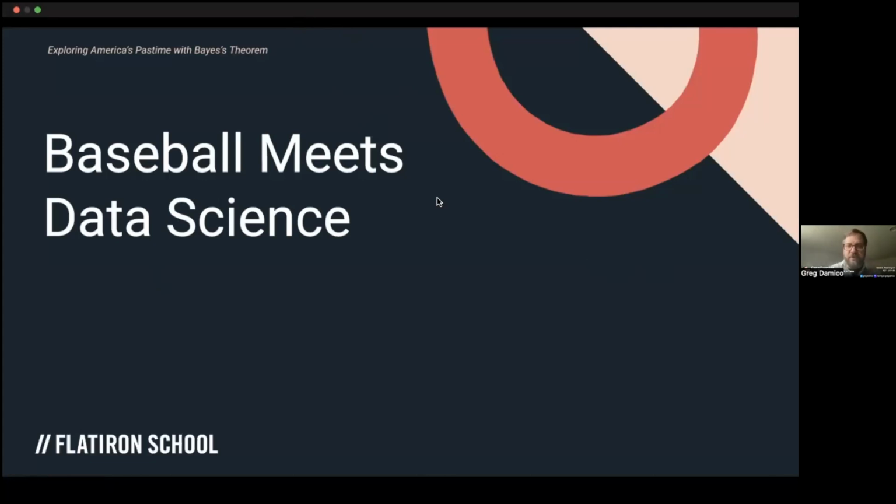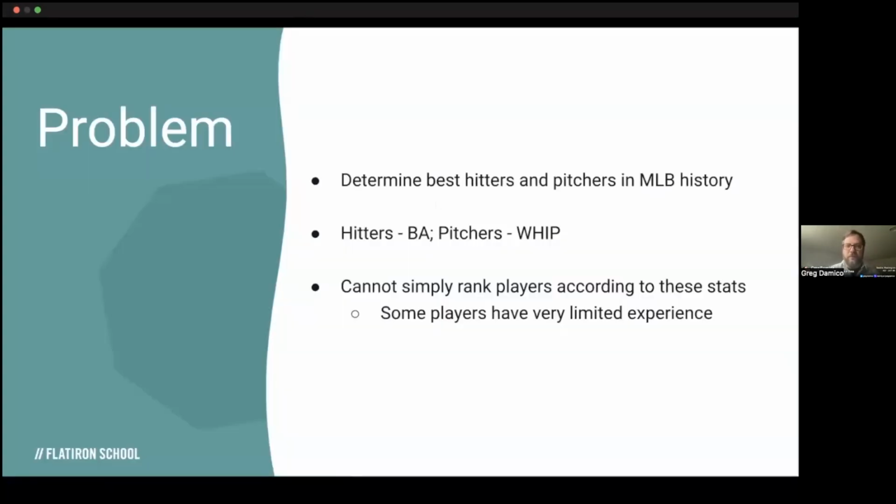Okay, so baseball meets data science. Well, there's a lot of ways that we might bring in data science to help us analyze some baseball statistics, but here is the way that I am going to think about it for today. Suppose that we wanted to figure out who are the best hitters and pitchers, and maybe also the worst hitters and pitchers in the history of Major League Baseball.